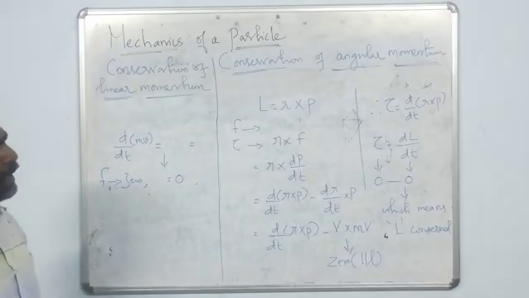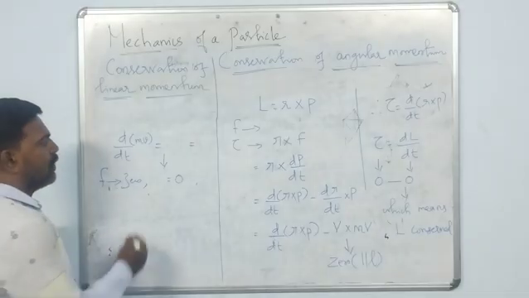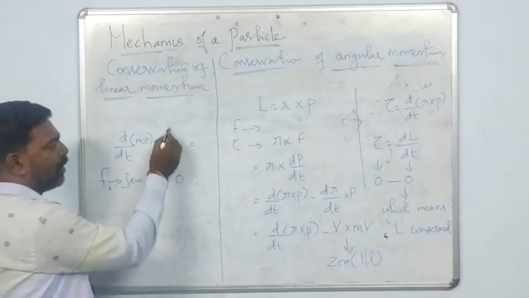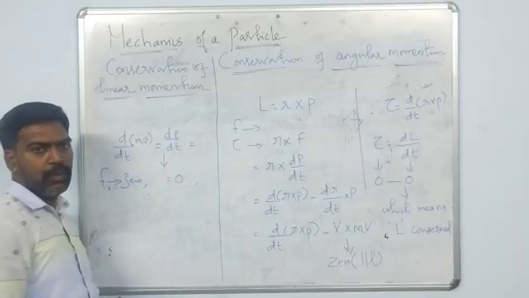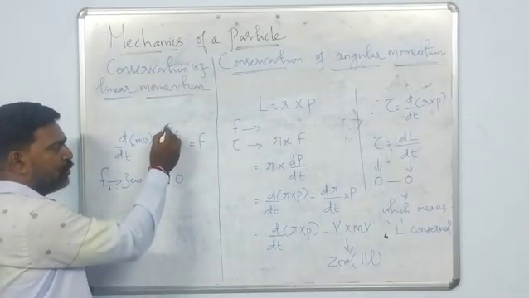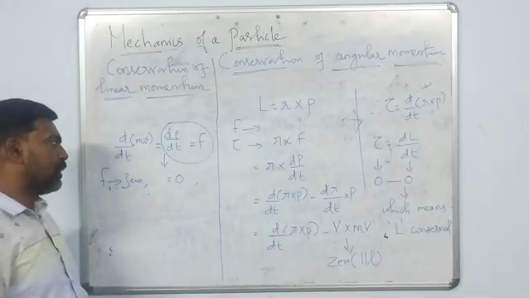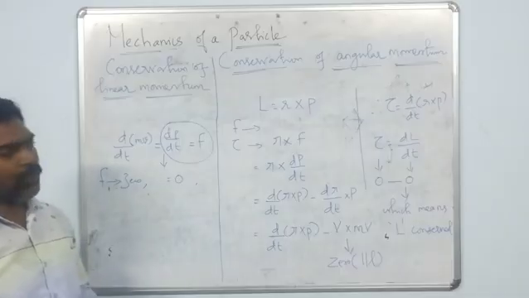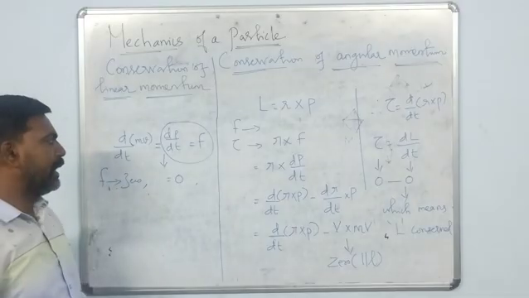So we can write the equations from Newton's second law of mechanics. d of mv by dt we write as dp by dt, which is equal to force. So force equals dp by dt, or otherwise F equals mass into acceleration. From mass into acceleration we can derive dp by dt.